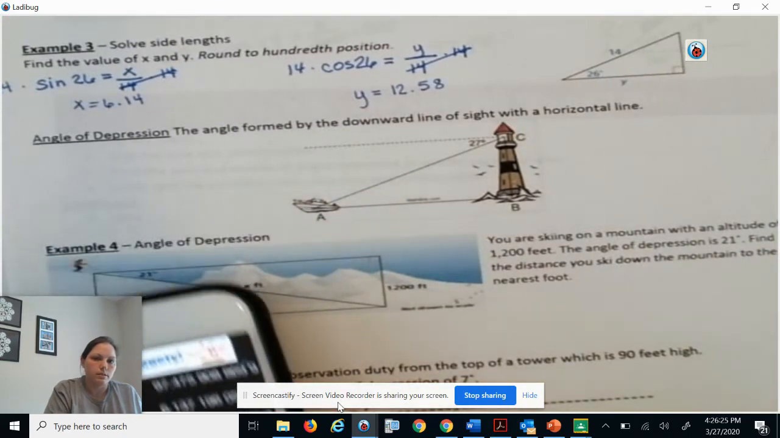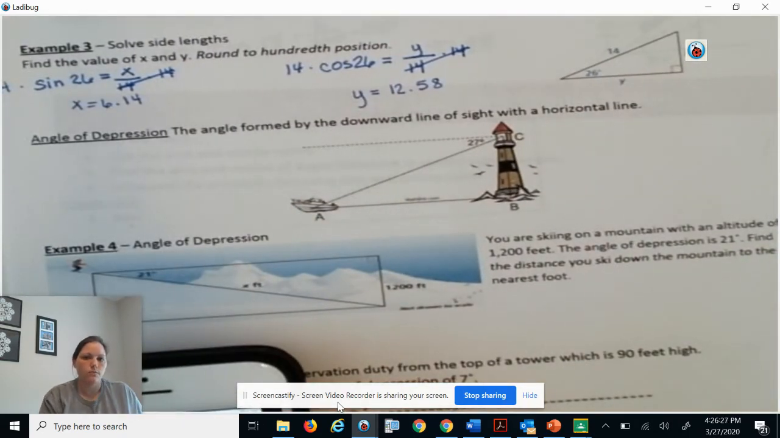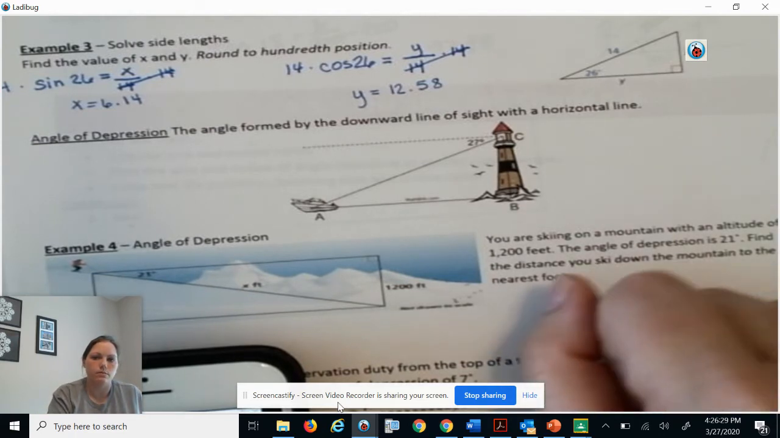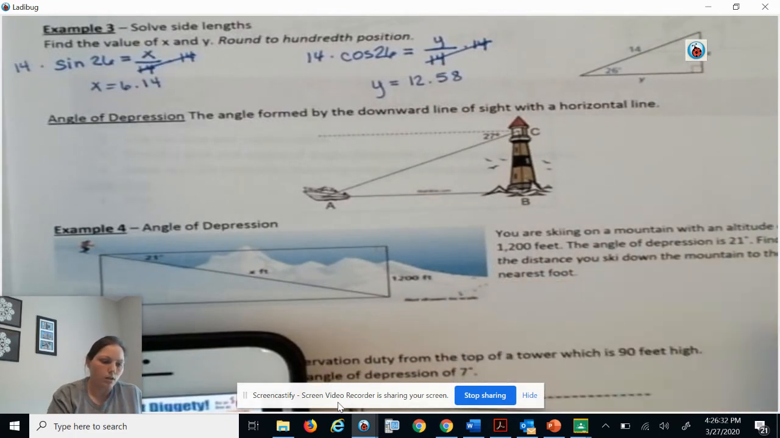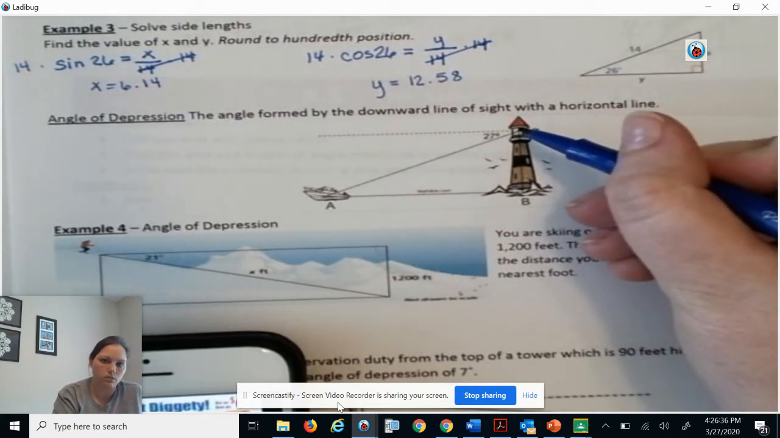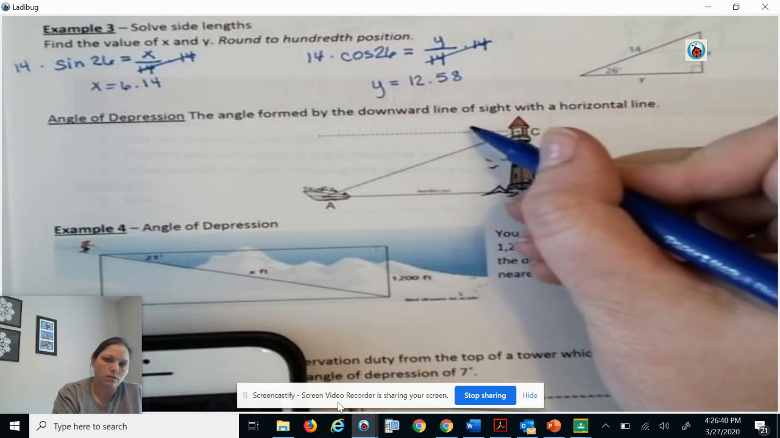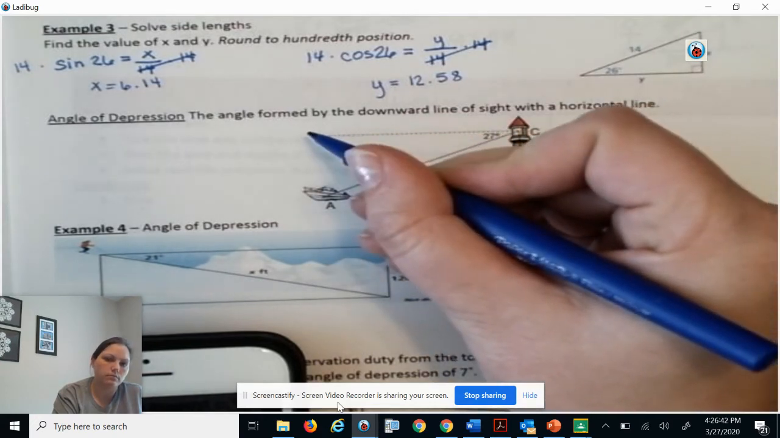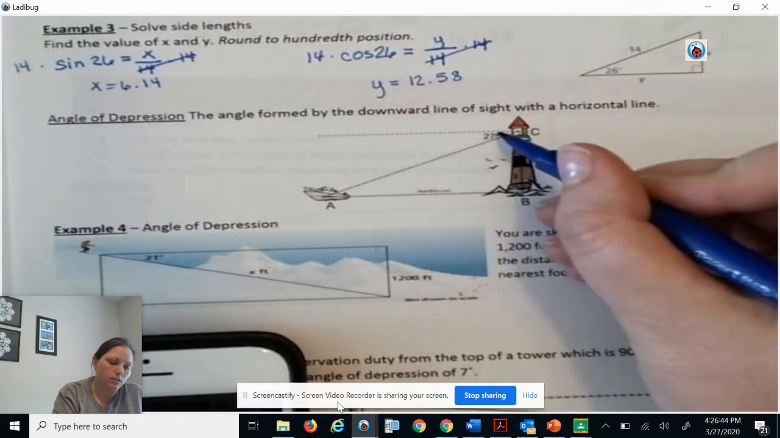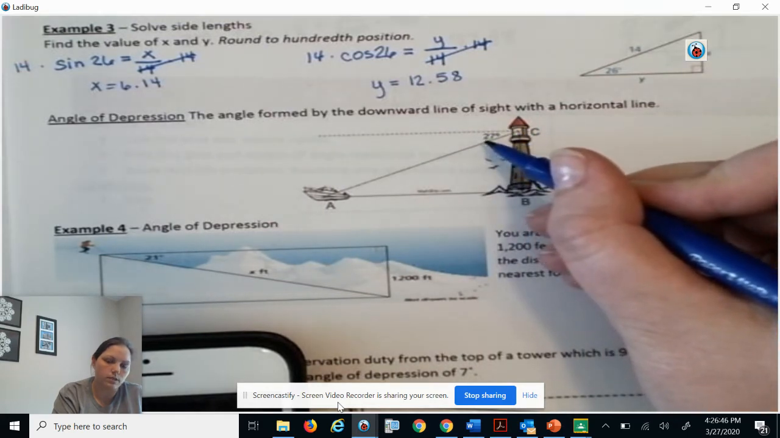Okay, our angle of depression. The angle formed by the downward line of sight with the horizontal line. So if you're at the top of the lighthouse and you're looking down at the boat, you have your straight ahead sight line, right? And then you're looking down at an angle of 27.